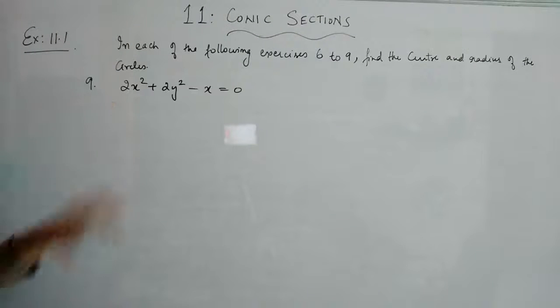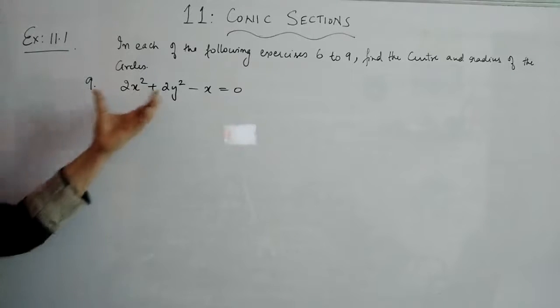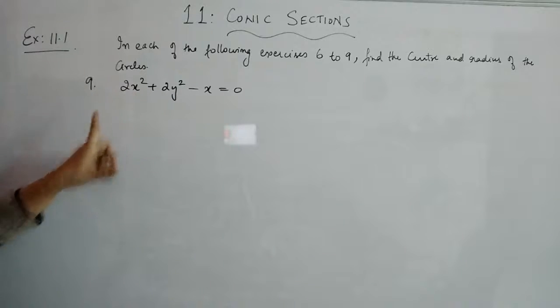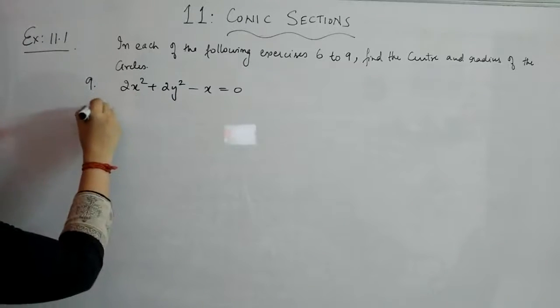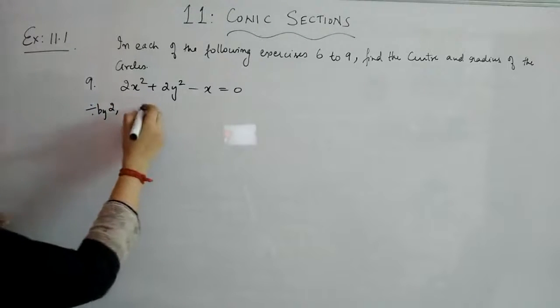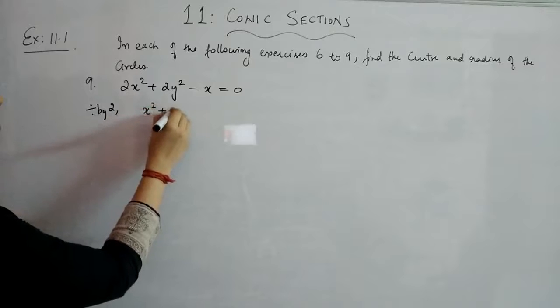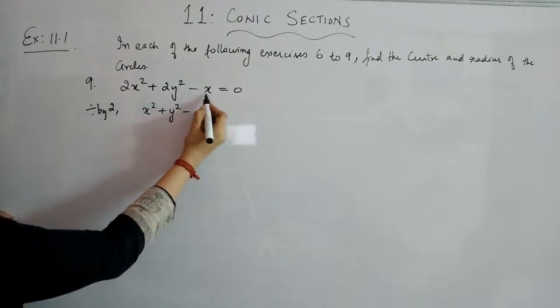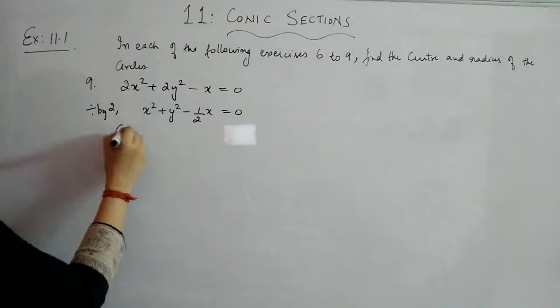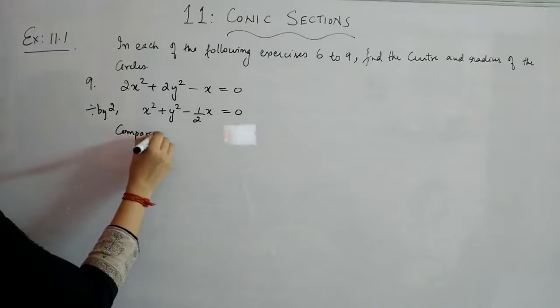Question number 9 is 2x square plus 2y square minus x equal to 0. Again, in order to compare, the coefficient of x square and y square should be 1. So first what we are doing is dividing throughout by 2 in order to make the coefficient of x square and y square 1. So you will get x square plus y square minus 1 by 2 x equal to 0. Now you can compare this with the general form.